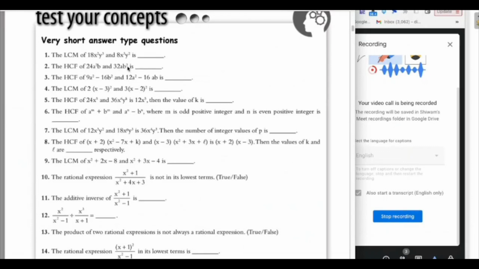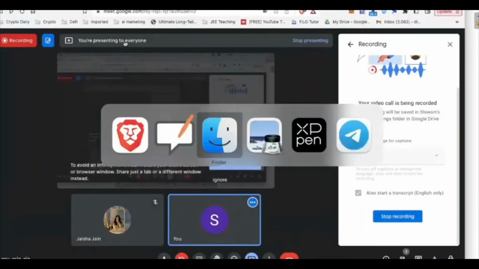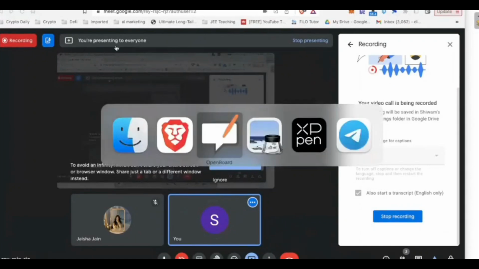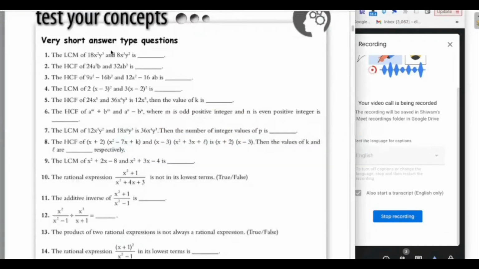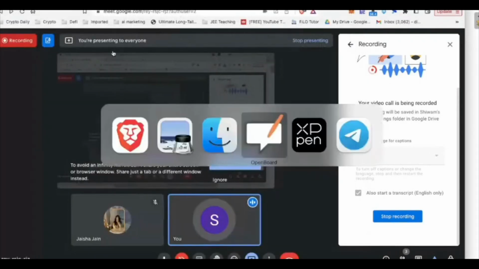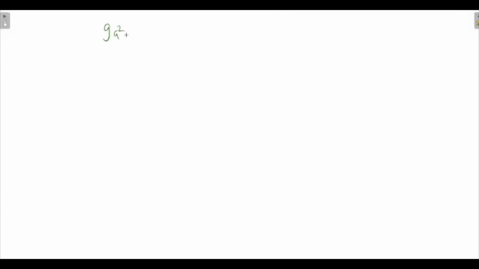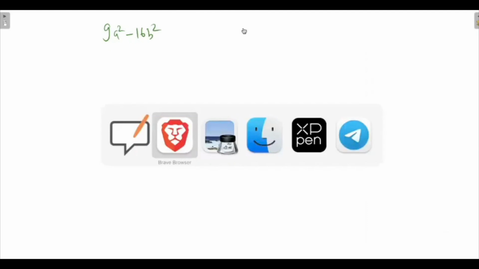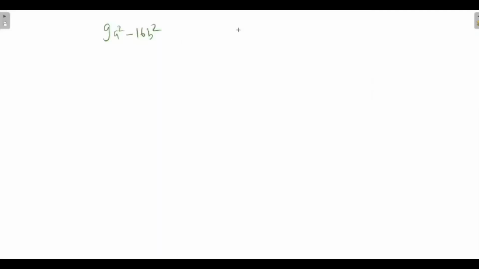Can you figure out what would be the highest common factor? So the expression was 9a square minus 16b square. A little bit of thinking was required. And then the next expression was 12a square minus 16ab.